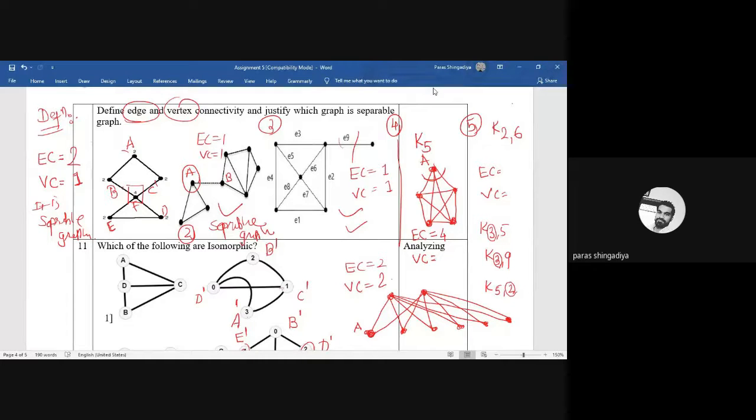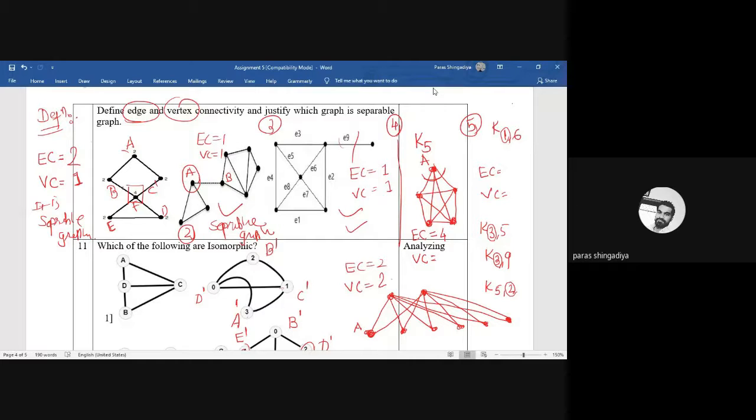If we have, for example, in place of 2,6, if I have 1,6, the K1,6 graph, then what is the minimum value here? 1. Edge connectivity will be 1 and vertex connectivity of this graph will also be 1. So practice some more examples, predict the direct answer, and then verify from the graph whether it is correct or not. Clear?